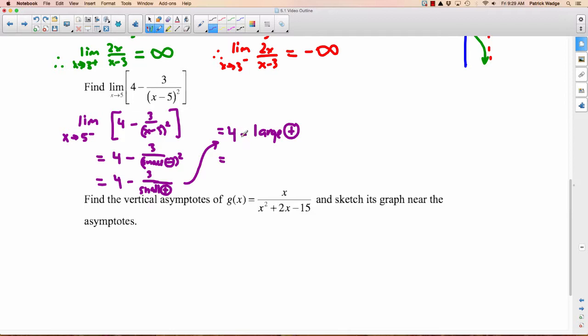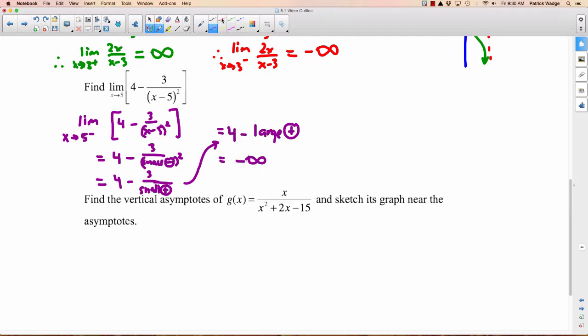Okay, now you've got 4 and you're taking away a large positive. Remember, this is a really large positive. We're talking bigger than billions, trillions, quadrillions, whatever those big numbers are called. So if you go 4 minus an extremely large positive, as big as you want that positive to be, you're going to end up down at negative infinity. So our answer for the left-handed limit is negative infinity.